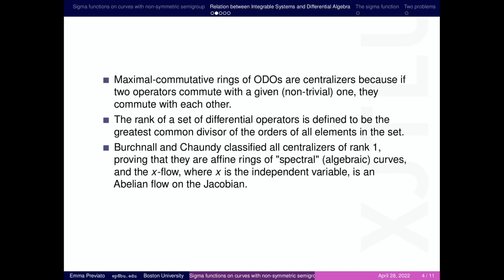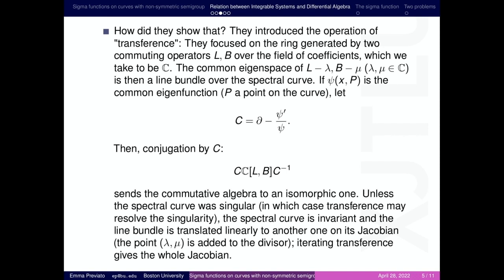Now, the idea of how they show that is so simple and so beautiful. So they introduce the transference. Let's say that they have two generators, which is basically the only case that they studied. Then you look at the common eigenspace for two eigenvalues, lambda and mu. Lambda and mu, you can view as a point on a plane curve, x and y, the variables. And then you have the eigenbundle.